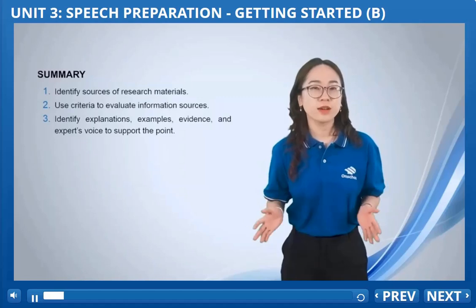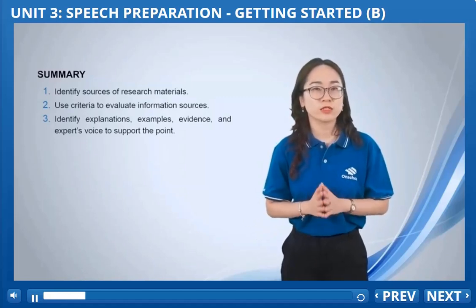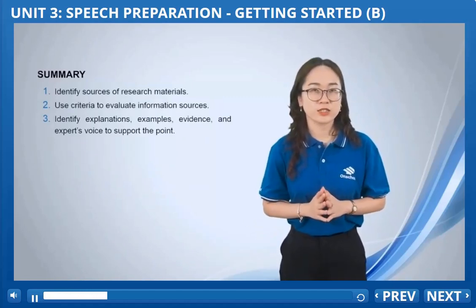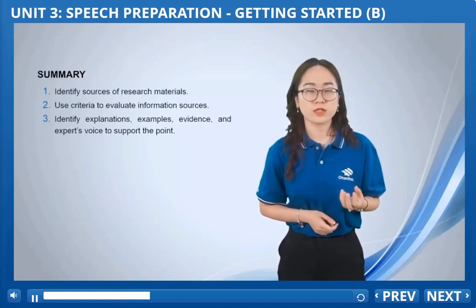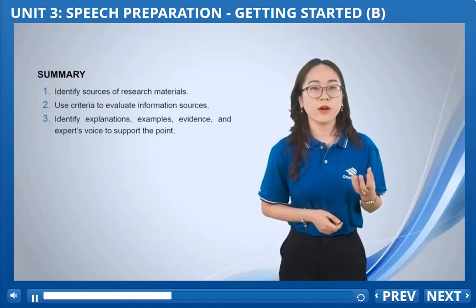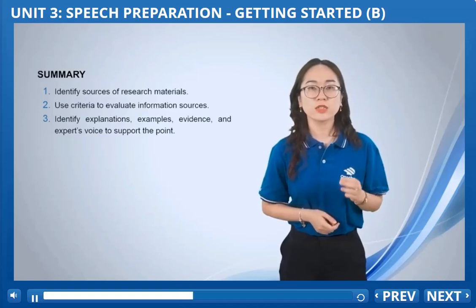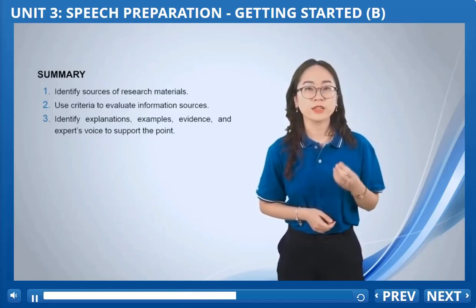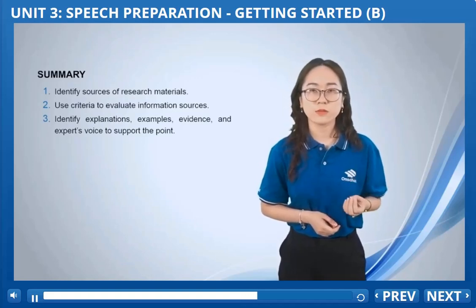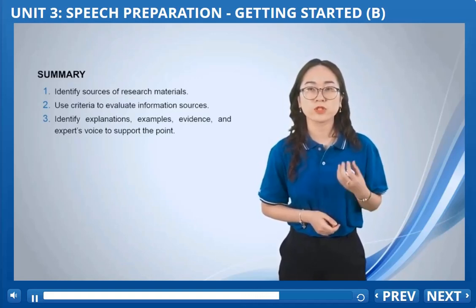Okay, so to sum up, we have come across three sections. The first one is how to identify sources of research material. Next, we know how to use criteria to evaluate information sources. And last, we identified the explanations, the examples, the evidence, and expert voice to support the point.